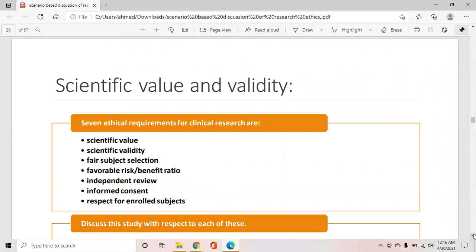The 7 ethical requirements for clinical research are scientific value and validity, fair subject selection, favorable risk-benefit ratio, independent review, informed consent, and respect for enrolled subjects. Discuss the study with respect to each of these.